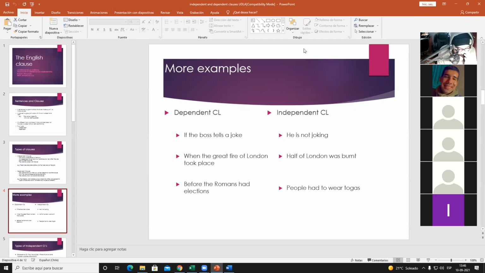The interesting stuff is the fact that perhaps the element which creates this sense of not knowing, this uncertainty, is the presence of a subordinating conjunction at the very beginning of those clauses, right? So it is the word if in the first example, when in the second, and before in the third. Those are the words which are not letting us be sure that we have the entire information, I would say. Right? Further info.